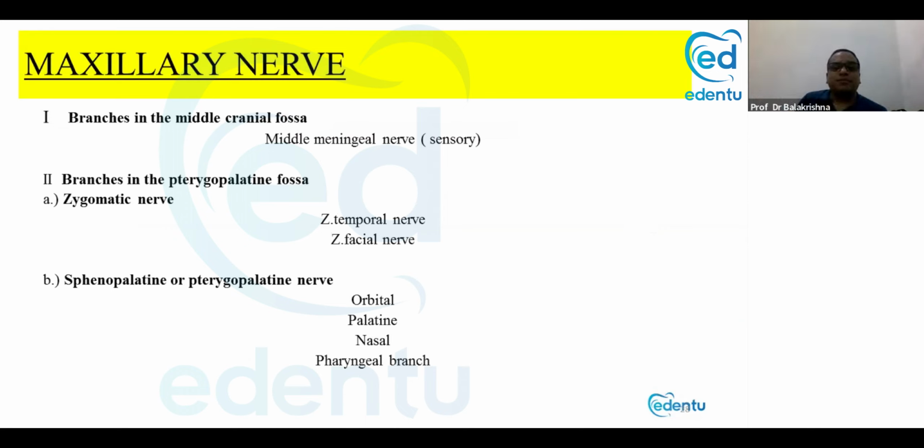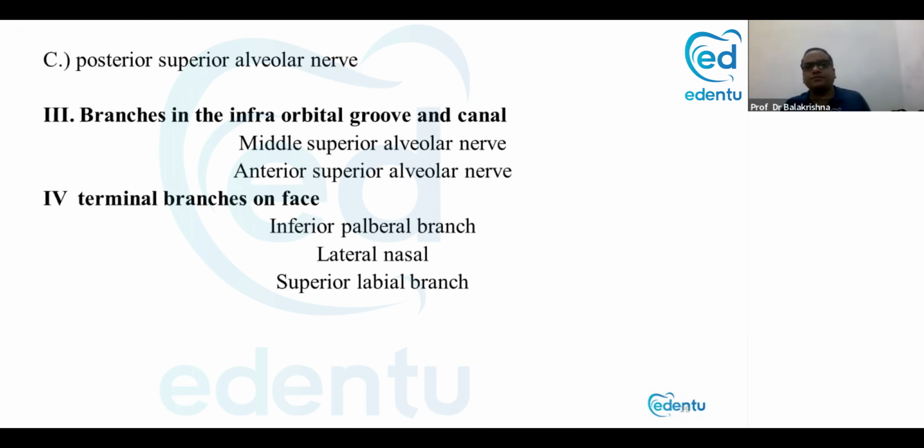Then maxillary nerve branches, again branches in the middle cranial fossa, in the pterygopalatine fossa, sphenopalatine nerve. These are the branches you should know. So if you write notes for this and learn it, if these basics are clear, you can invest 2 or 3 days, take your time. Once this is done, then you read any chapter, you will know which is a branch of what, and you will never be confused in anatomy. All the blood supply, nerve supply, everything will be solved.